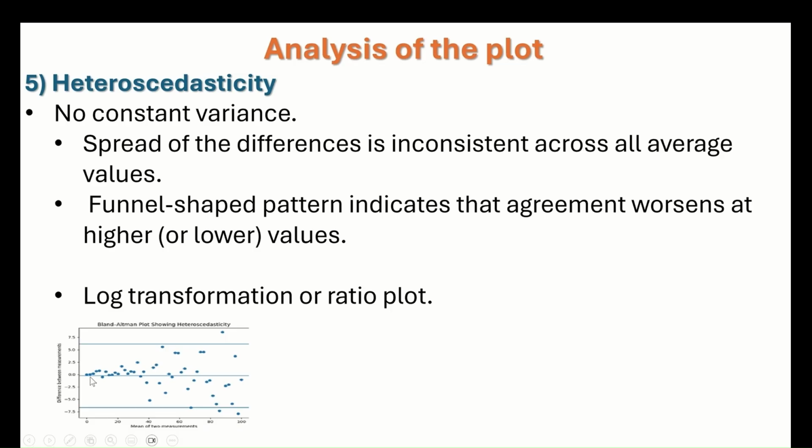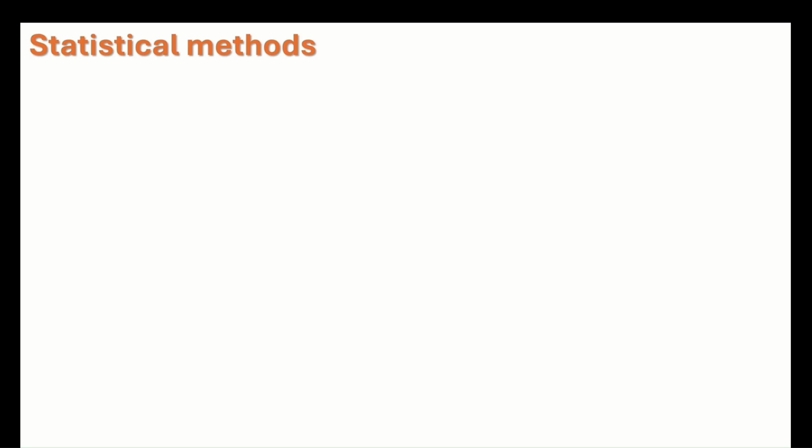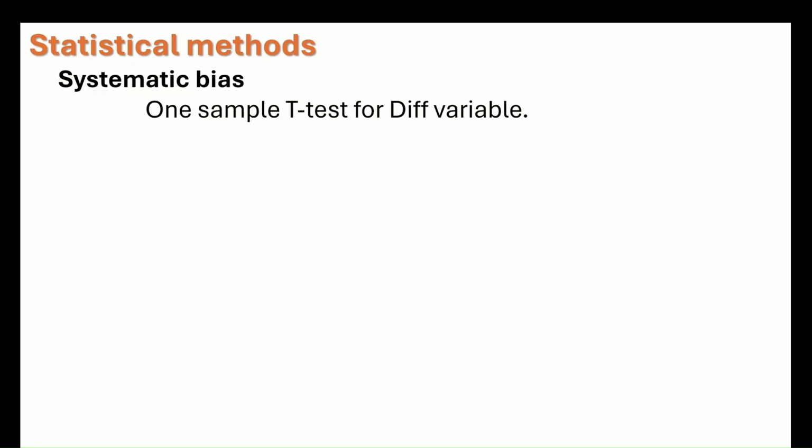As shown here in these two graphs, there is a funnel-shaped pattern in these two graphs, which indicates that there is no constant variance. Once the graph is plotted and visually examined, then further steps can be done to confirm the observation, whether there is a systematic bias or not.